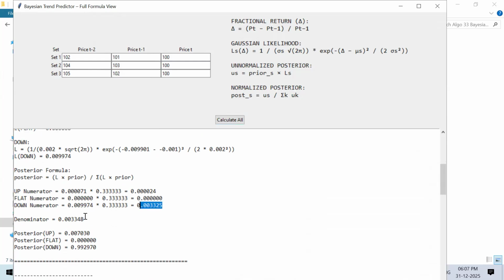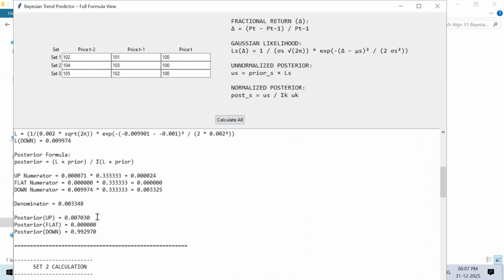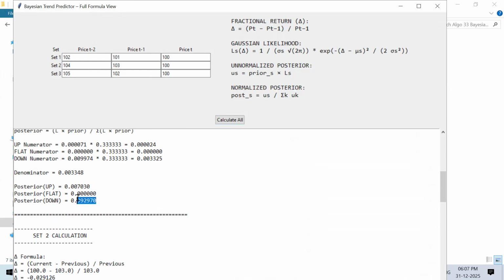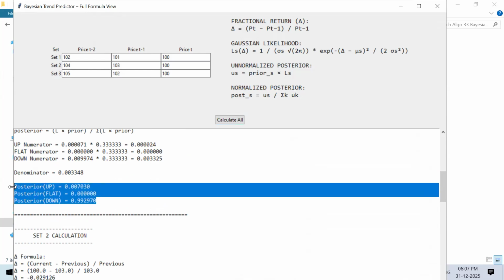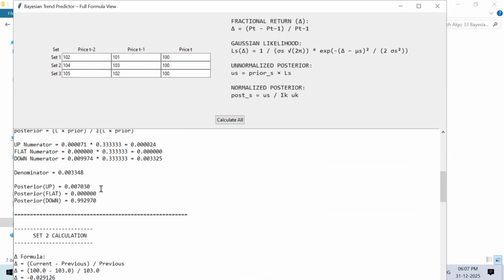So if you check, the denominator is L multiplied by the prior value. So L multiplied by the prior value, so we get the denominator. So for the up, down and the flat movement, you can see the down posterior value is coming higher than the flat movement and the up movement.